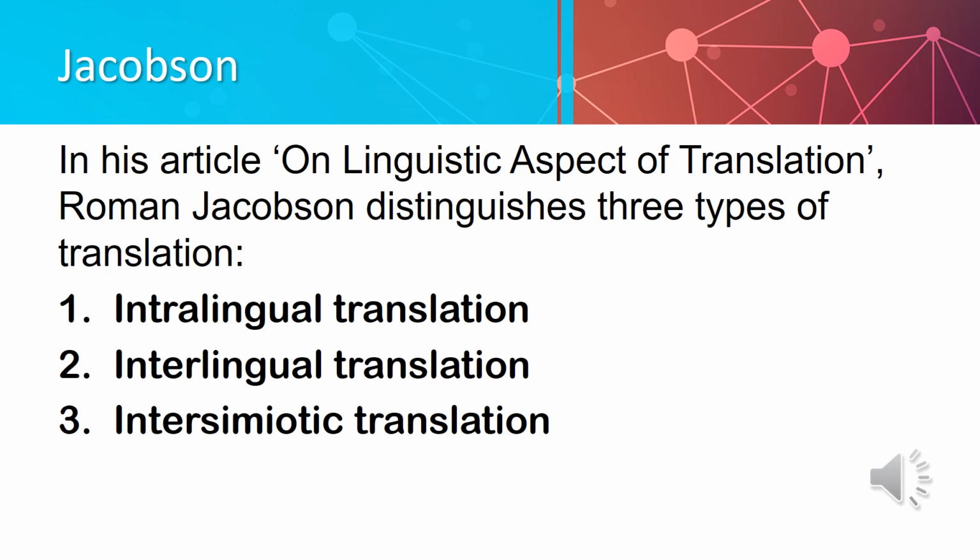Okay, next, number 2, interlingual translation. Interlingual translation is from a source language to a target language. This type transfers the text directly into the target language, both meaning and form. It is the interlingual translation that we are familiar with as translation in general. Suppose translation from English to Indonesian, or from Indonesian to English, and so on.